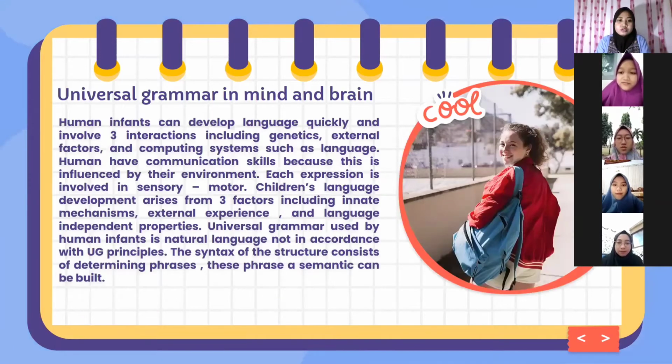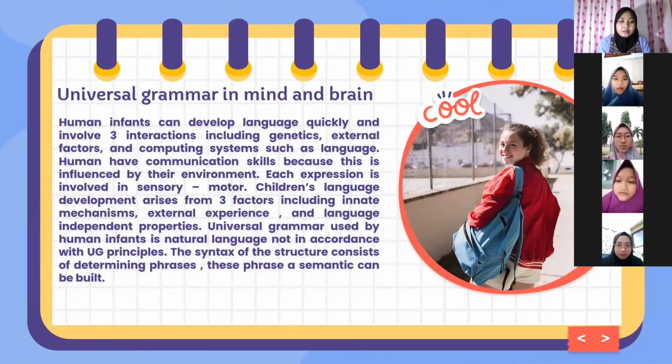Okay, we would like to present about the universal grammar in mind and brain. In mind and brain, human infants can develop language quickly and involve three interactions, including genetic, external factors, and computing systems such as language. Humans have communication skills because this is influenced by their environment. Its expression is involved in sensory and motor.